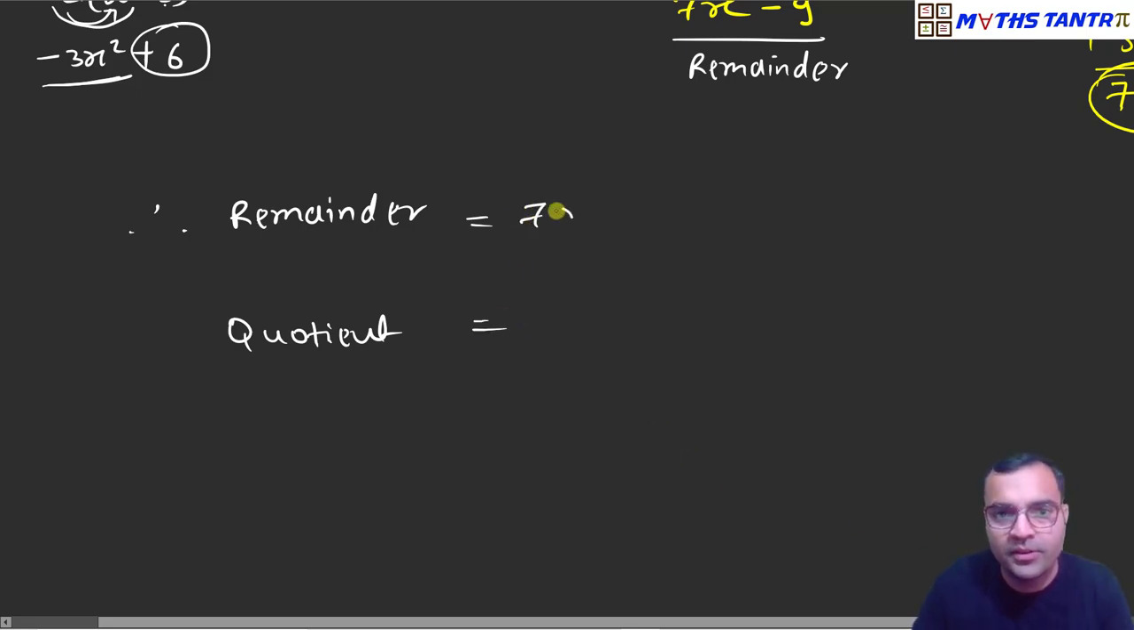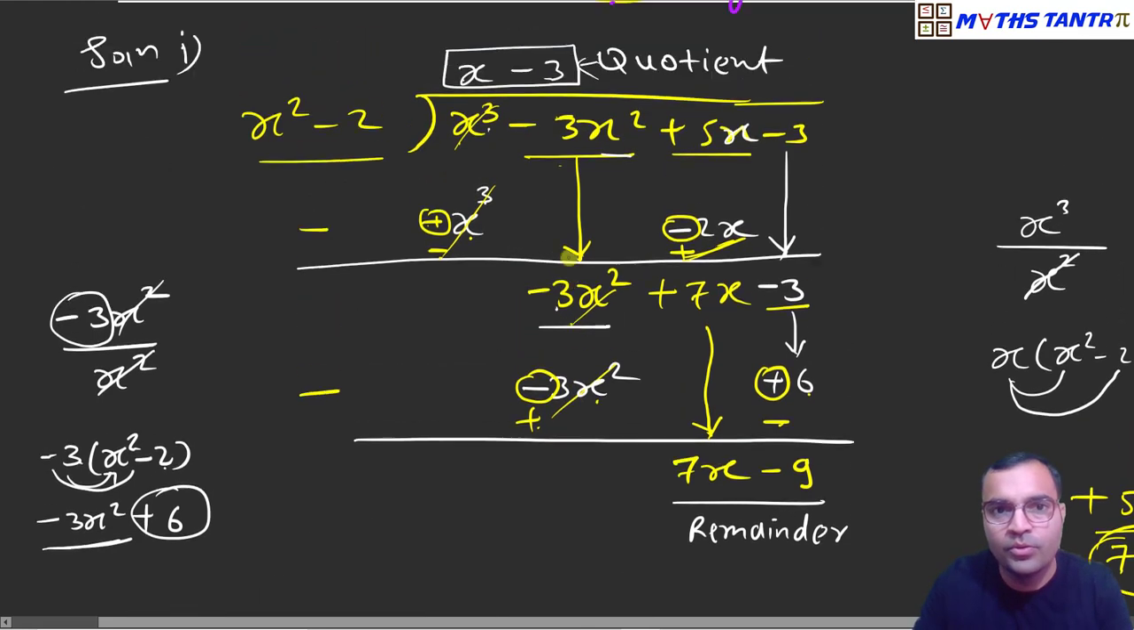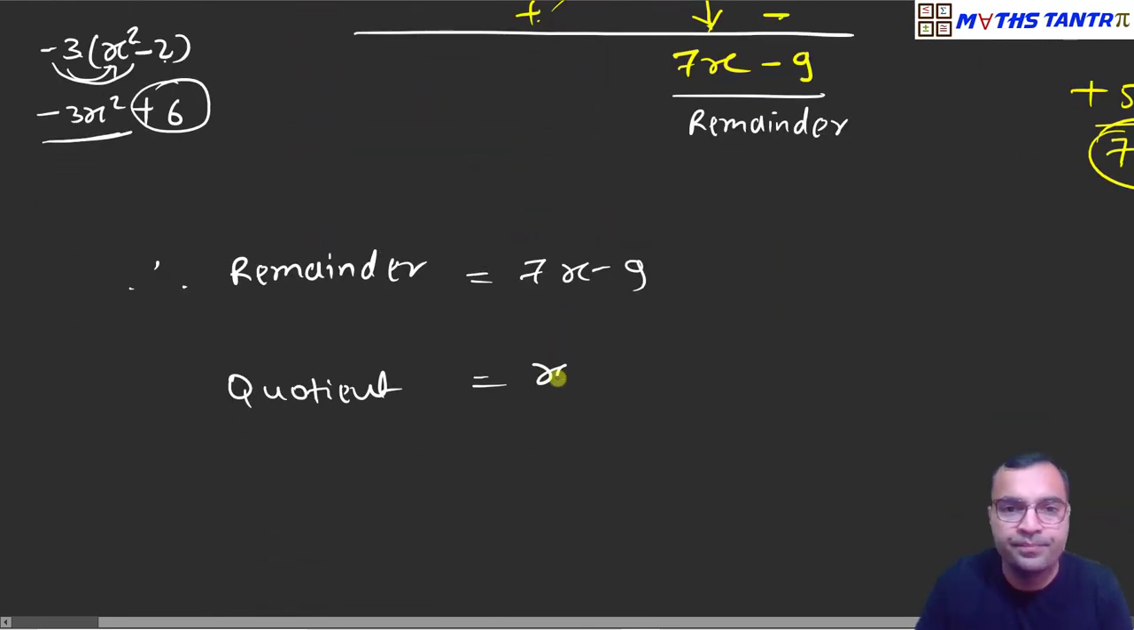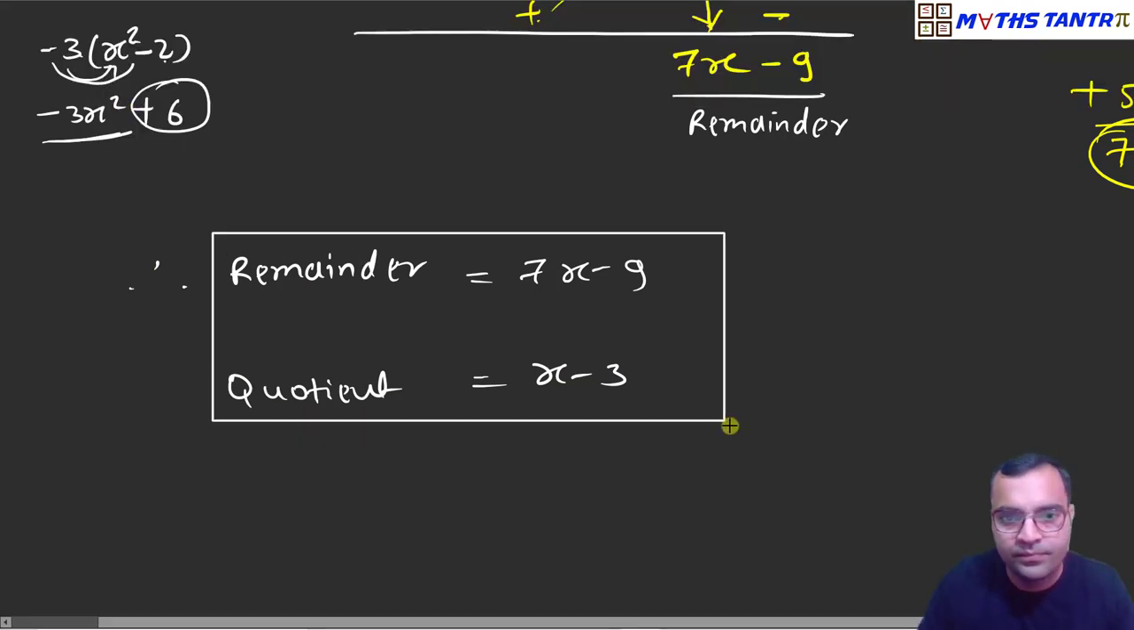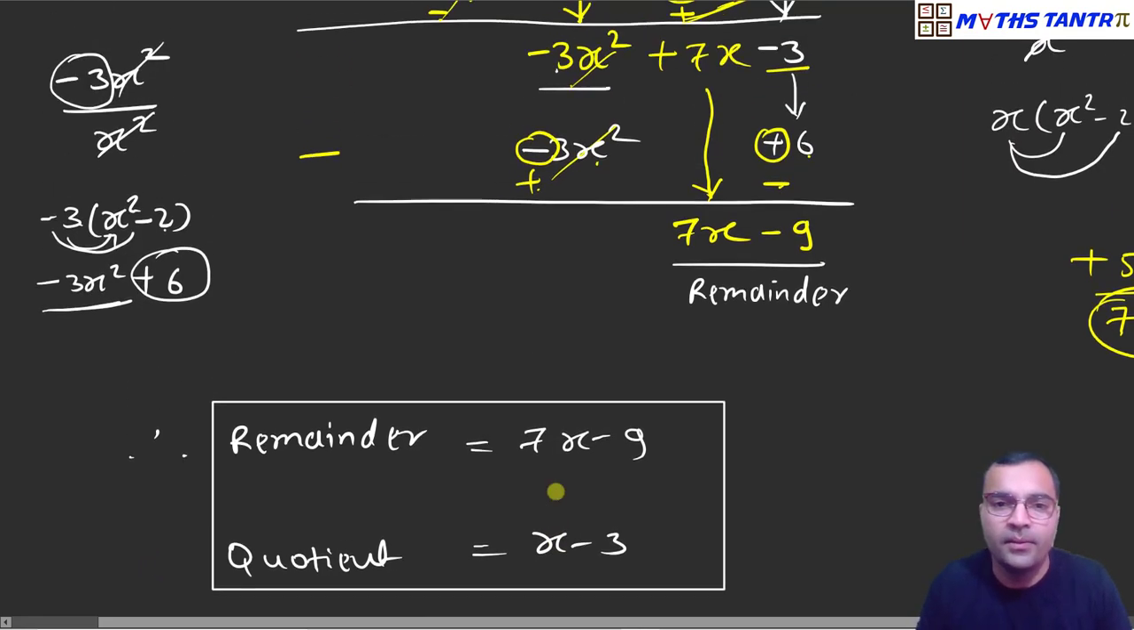What was the remainder? 7x minus 9. What was the quotient? x minus 3. Right? This will be my final answer. So here the first one is done.